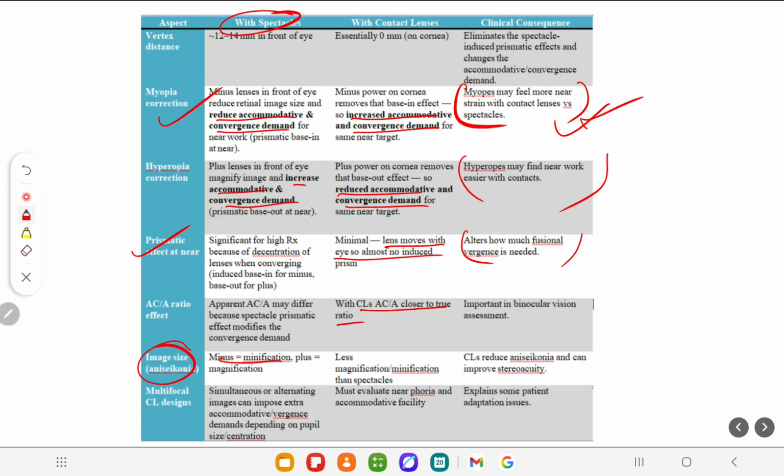A minus lens definitely magnifies, and a plus spectacle lens definitely magnifies. With contact lenses, there is less magnification than with spectacles. It's a very important point. With contact lenses, magnification always diminishes. I will definitely talk about this in another slide. So what does the contact lens do? It reduces aniseikonia and can improve stereo acuity. It's very important. So one of the best solutions for aniseikonia is the contact lens.